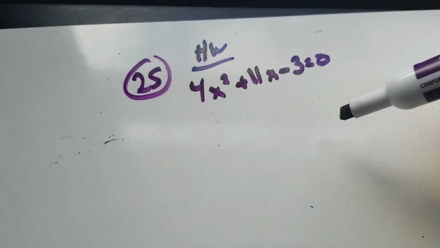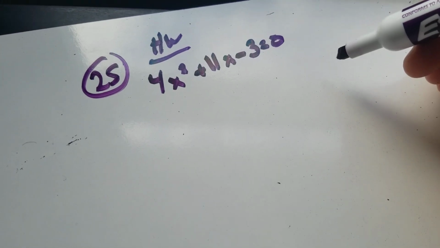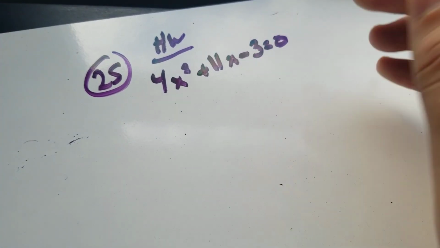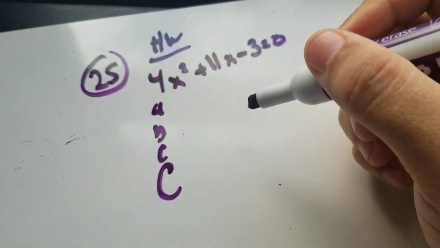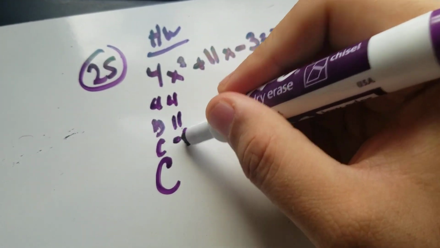Particularly, this is number 25 I wanted to go over. I changed them to x's from s's. So it equals 0, and we're still going to do the same thing. We're going to ignore the equals 0 and just do our ABCs with a capital C. So ABCC: 4, 11, negative 3.